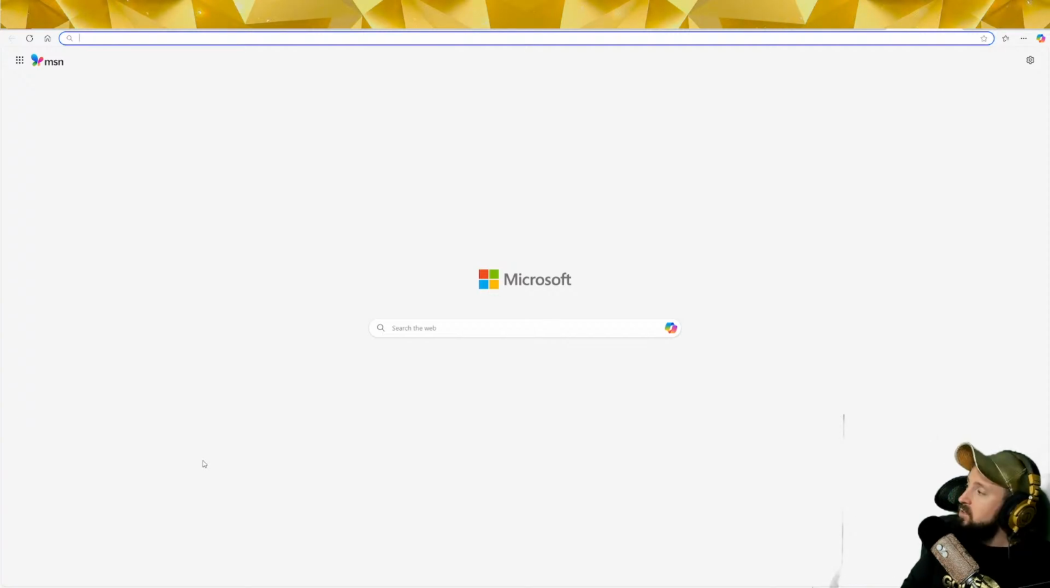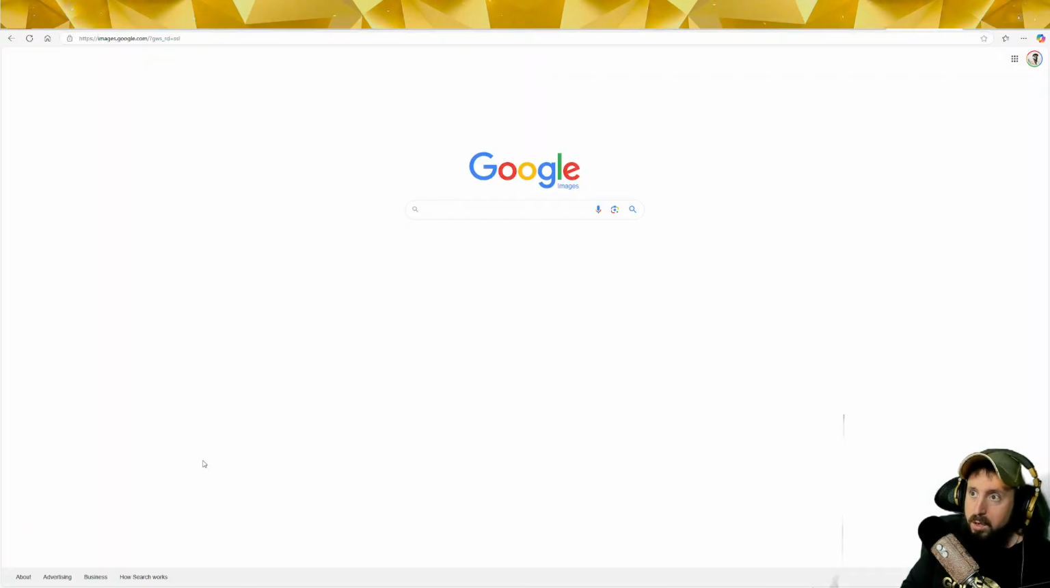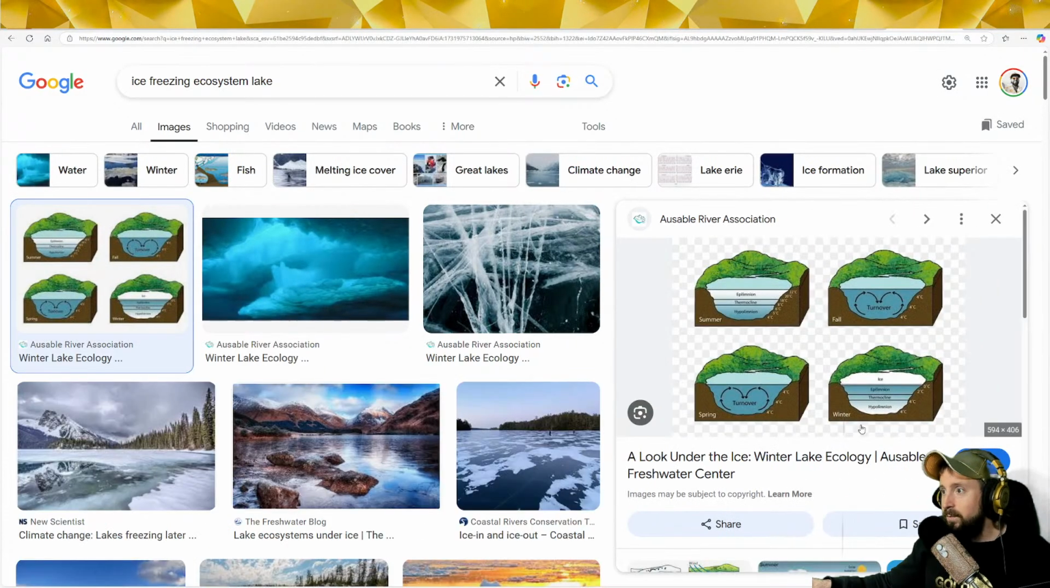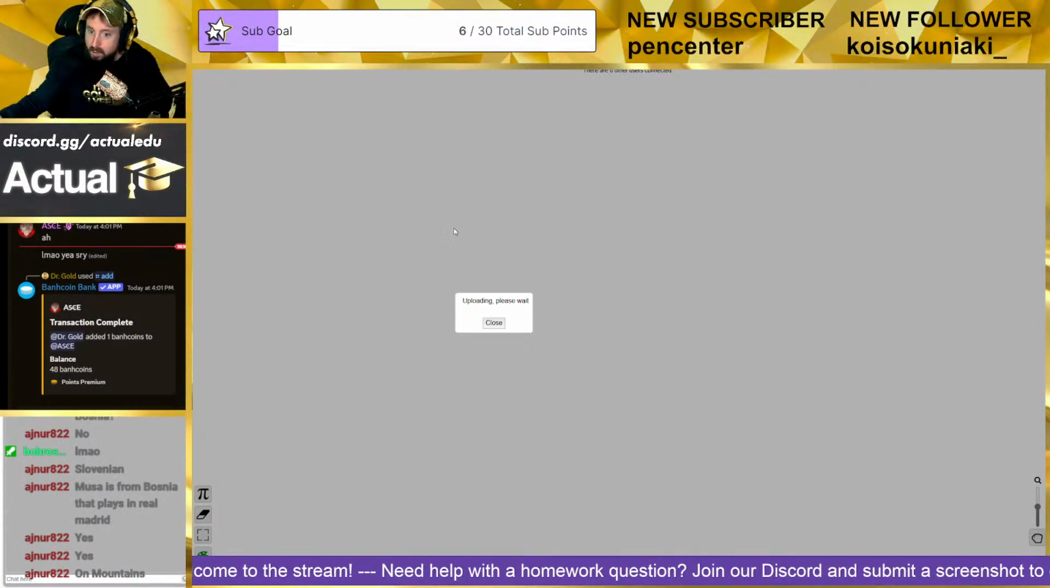On the mountains, rain becomes snow. It's a little bit different. Let me just get an image of this. Let me search: ice, freezing, ecosystem, lake. Yeah, this is cool. It's actually important for a lot of stuff. It's really cool here.